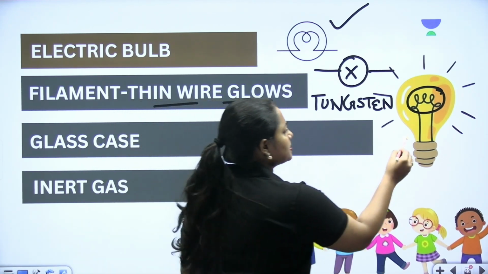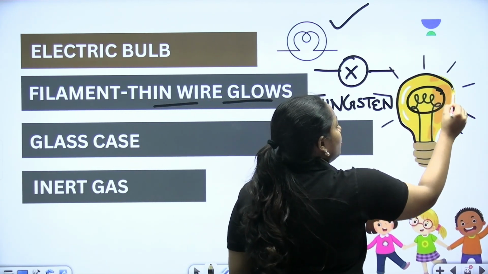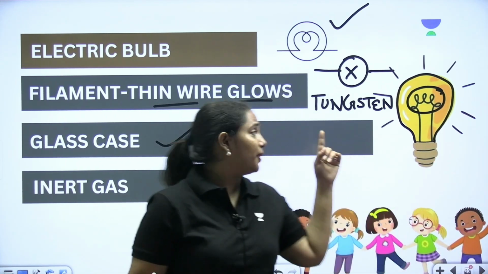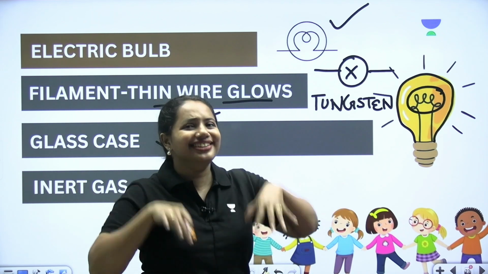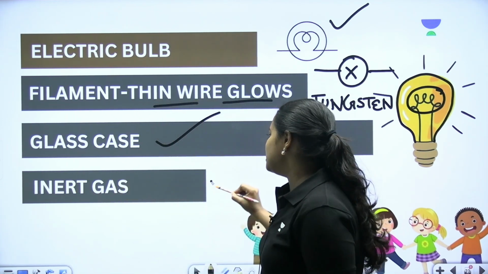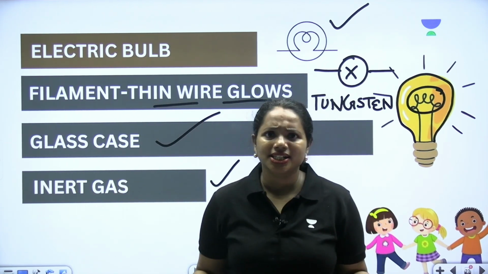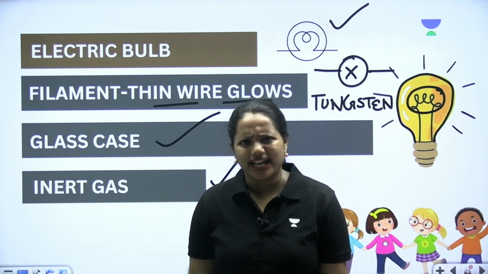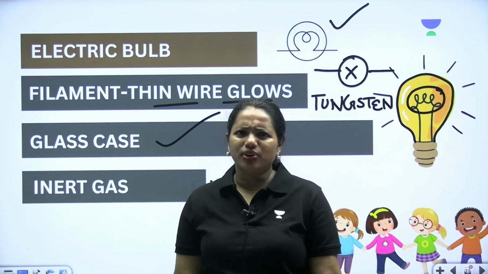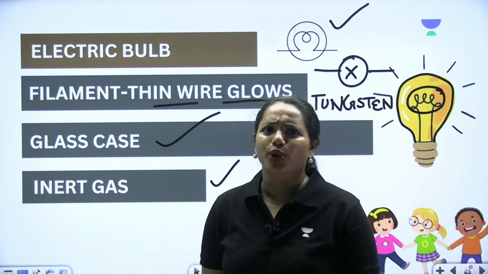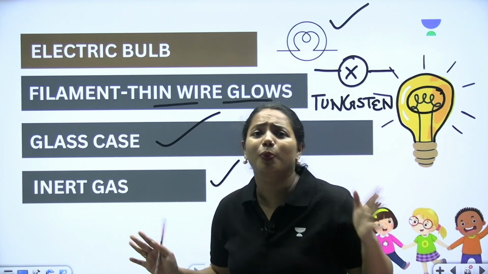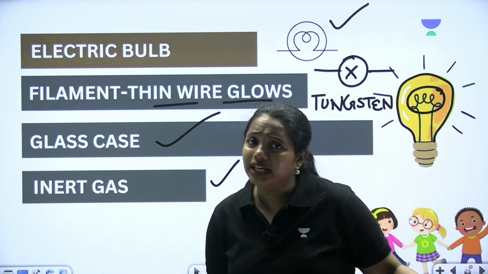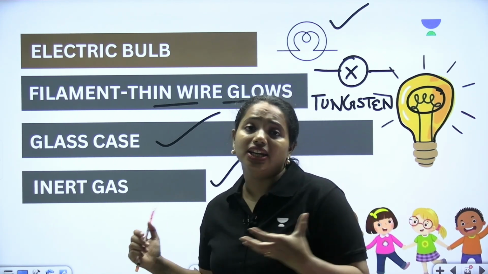And what about this part? This is a glass case. The glass case has been given for protection. And inside the glass case, a gas has been filled. It's nothing but an inert gas. Why do we fill inert gas? You could have gone for air, right? No, we cannot use it. Why? Because to avoid burning, we need to use an inert gas there.